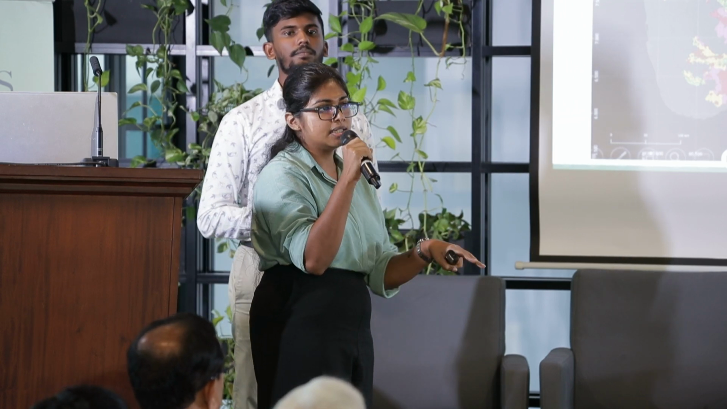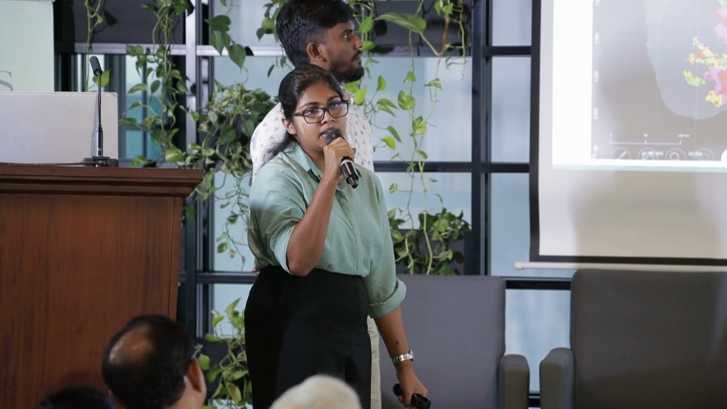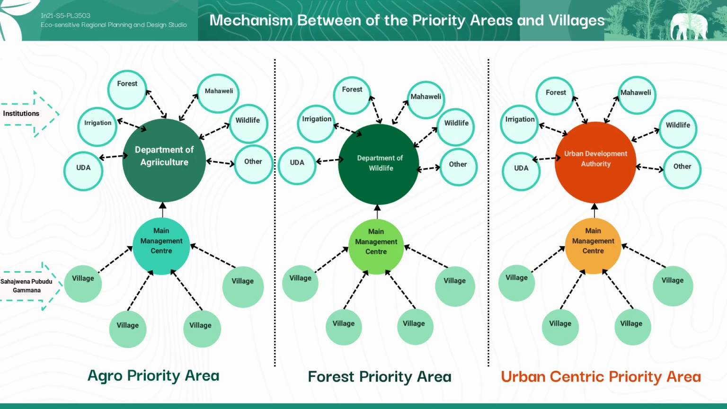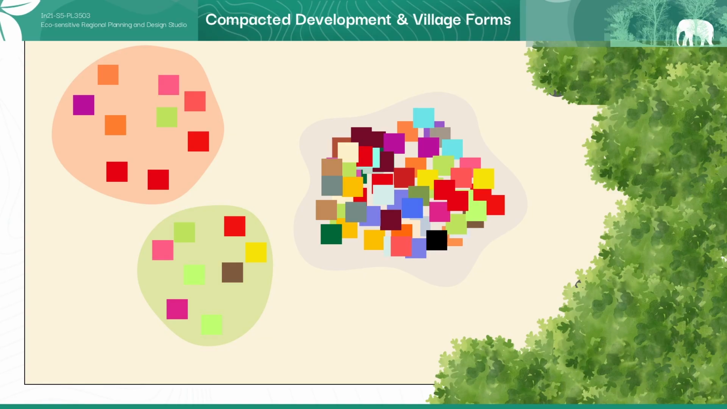For that, we propose the Department of Agriculture as the main responsible agency for the productivity-centric priority area, to maintain and manage the collaboration with other institutions. Likewise, we propose the Department of Wildlife Conservation for the forest-centric priority area and the Urban Development Authority for the urban-centric priority area as their main responsible agencies. Through this conceptual mechanism, we can manage intra and inter-regional development and connect it to grassroots level decisions. So this is implemented as a bottom-up approach for regional development.